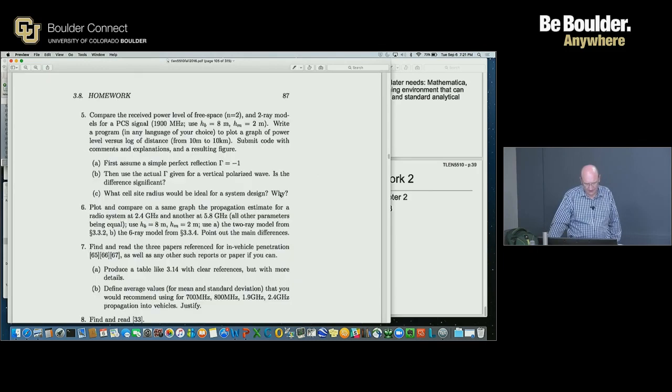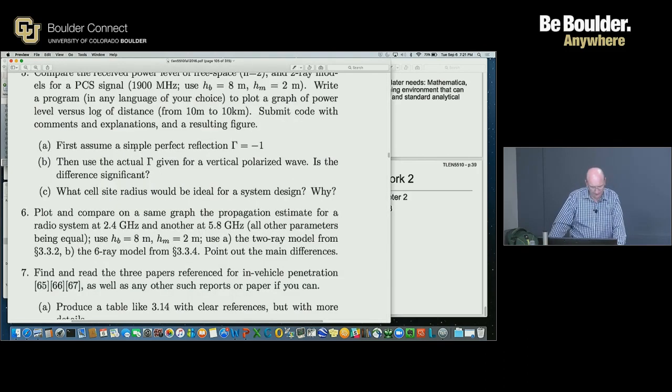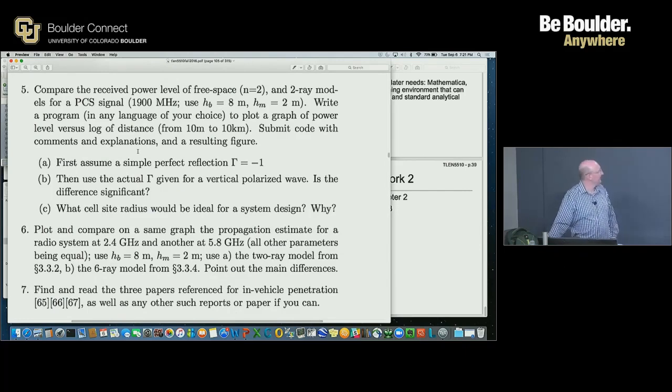Now, number 5 is the one that will take a little longer. I don't know if you can read it. Ooh, now I can read it. Where you really need to recreate the graphs that I showed you. Basically do a quick free space model and compare it to the 2-ray model.